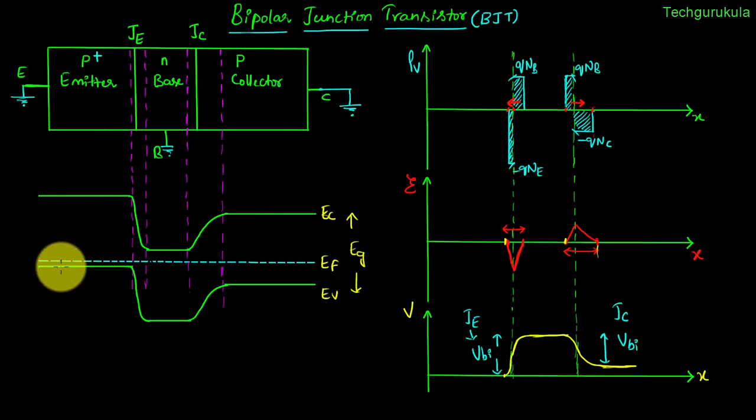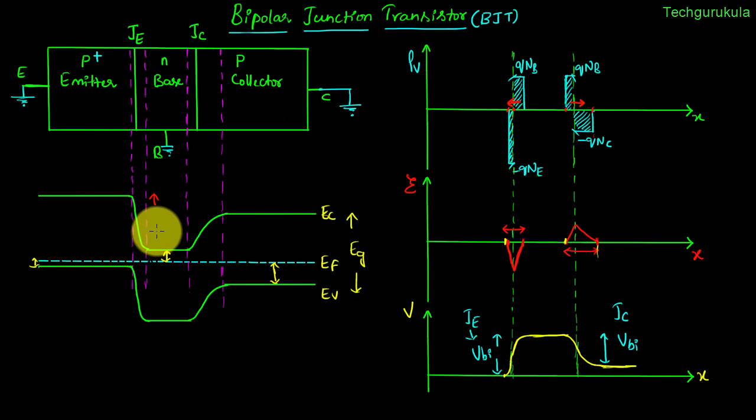Emitter side, EF should be very close to EV because emitter is p-type, heavily doped, so EF to EV would be very small. And coming to base, it is n-type, so EF should be close to EC, and that's what is shown here. And this magnitude of difference EC to EF should be greater than EF to EV with respect to emitter, because emitter is heavily doped compared to base. Coming to collector side, EF should be close to EV compared to EC, and that's what is shown here. The difference EF to EV at collector side should be greater than EC to EF at base side, because base is highly doped compared to collector.